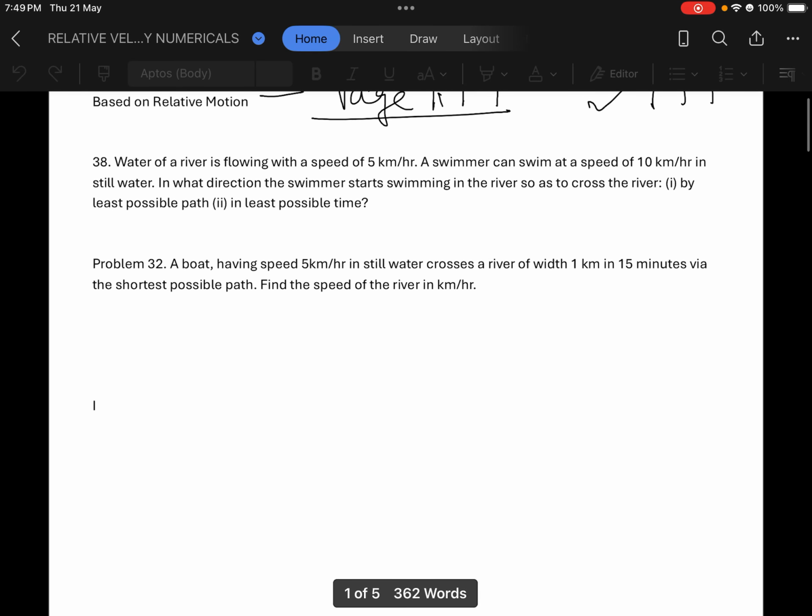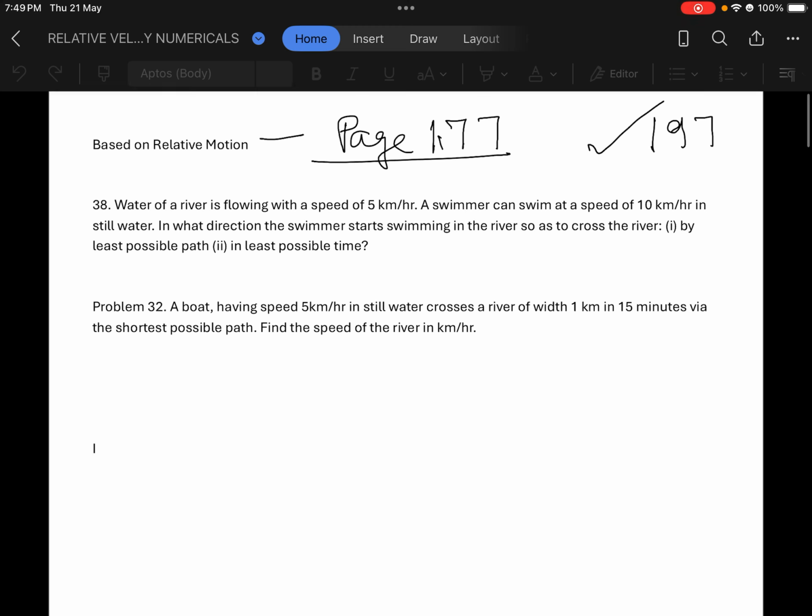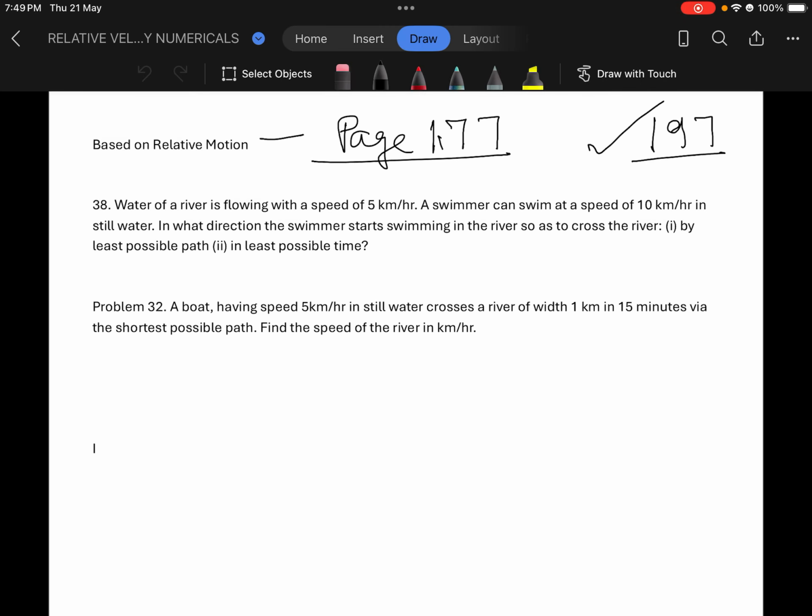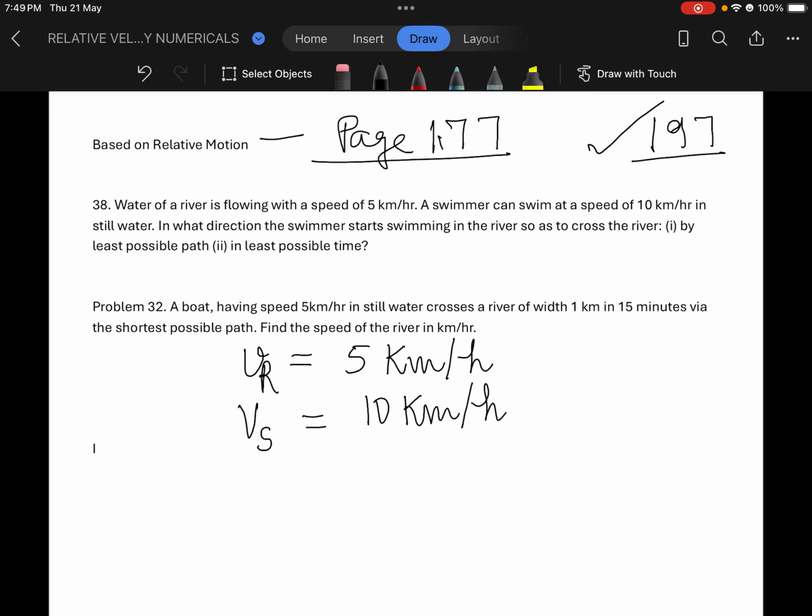You see question number 38. It is given in your book on page number 197. Water of a river is flowing with a speed of 5 km per hour, means the river is flowing with this speed of 5 km per hour. And the swimmer can swim with what speed? 10 km per hour in still water. Still water means when the water is not flowing.